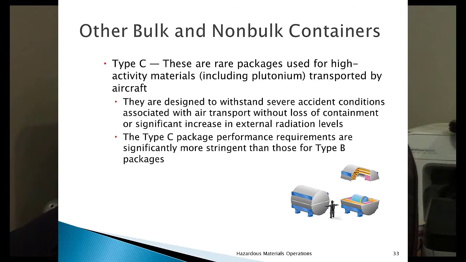And last is Type C. These are rare packages used for highly active materials, including plutonium, that are transported by aircraft. They are designed to withstand severe accident conditions associated with air transport without loss of containment or significant increase in external radiation levels. The Type C package performance requirements are significantly more stringent than those for Type B packaging.